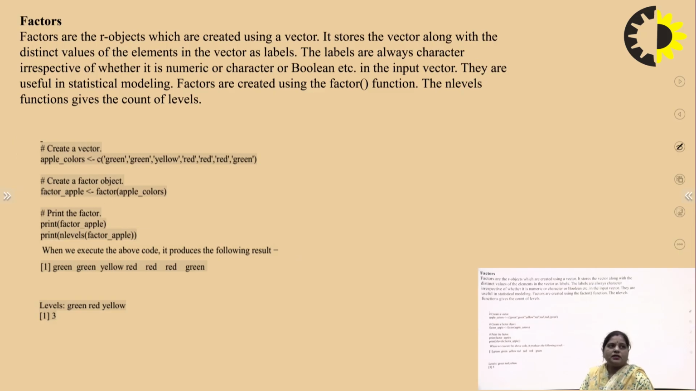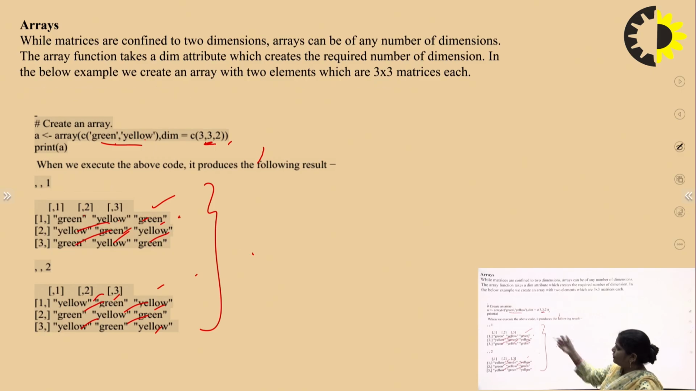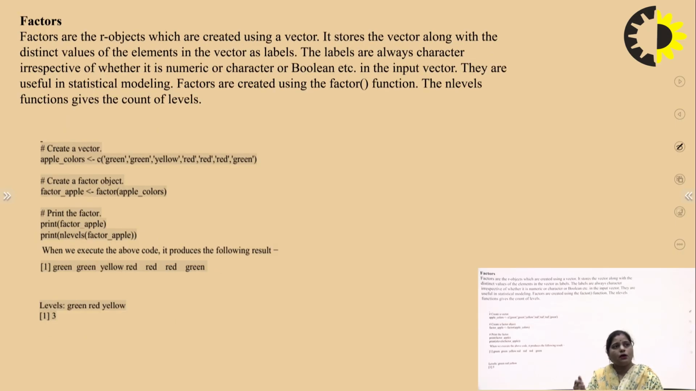Now, the next object is factors. Basically, factors are also R objects which are created using vectors. Just like in a list, it is not compulsory that we have to use vectors, it is not restricted. But factors are the R objects which are created basically by using a vector only.